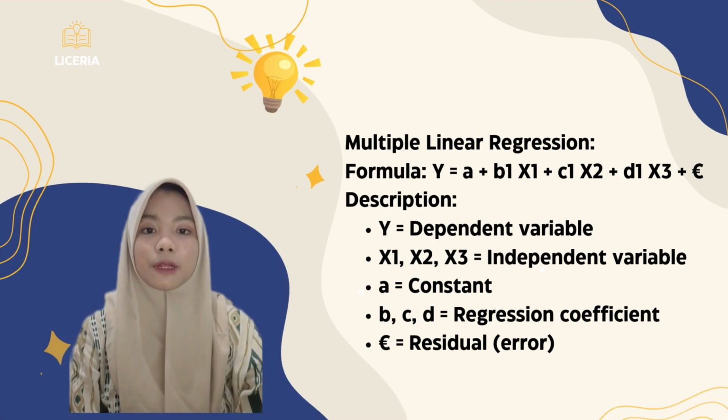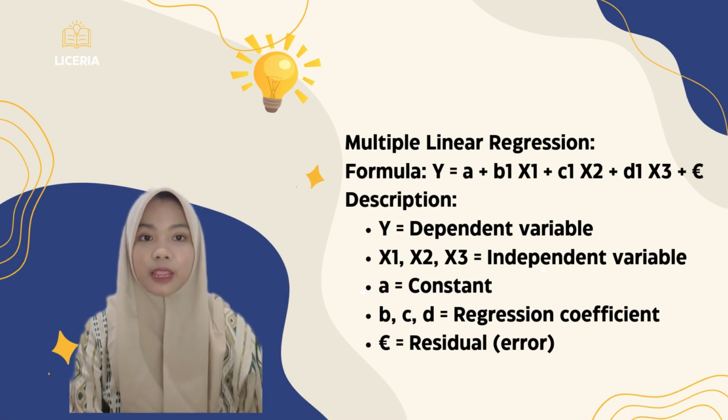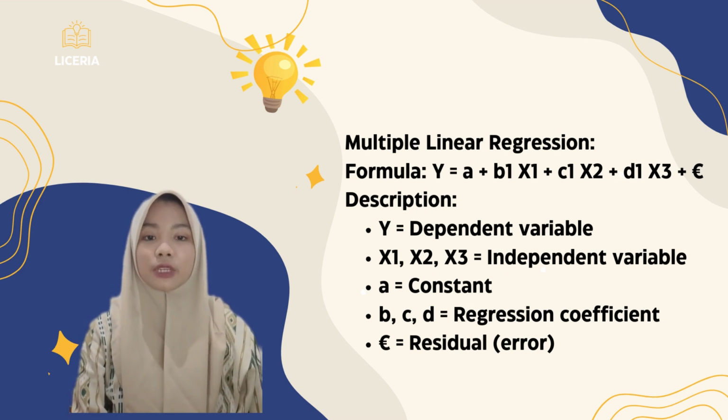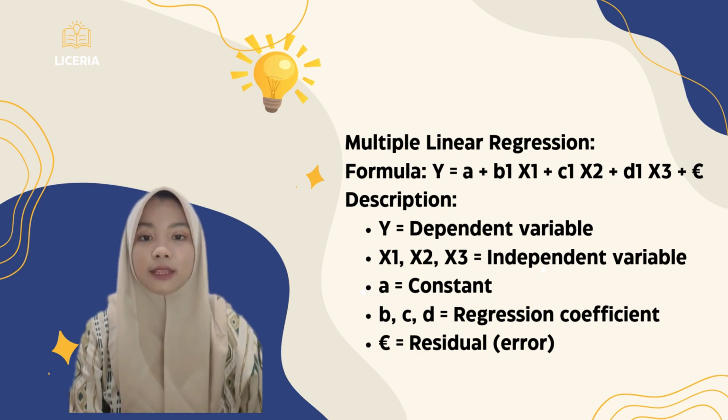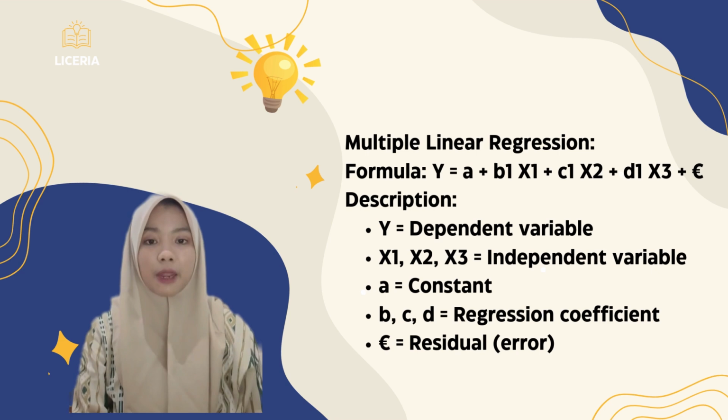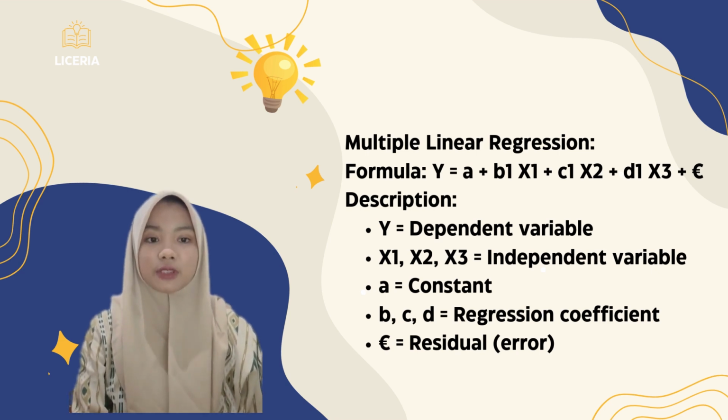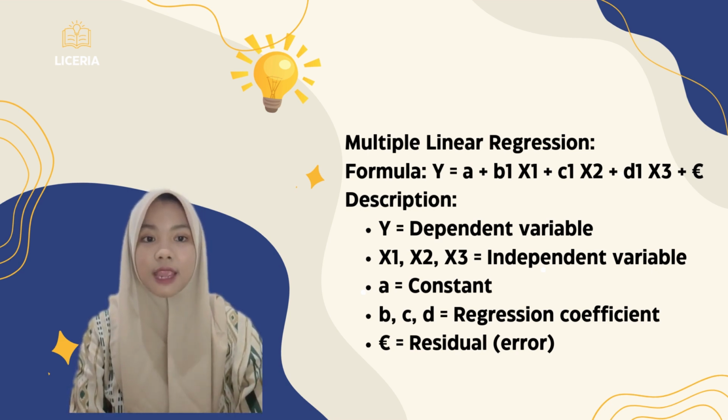2. Multiple linear regression, with the formula y equals a plus b1x1 plus c1x2 plus d1x3 plus e, with the description: y is the dependent variable, x1, x2, x3 are the independent variables, a is a constant, b, c, and d are regression coefficients, and e is the residual error.